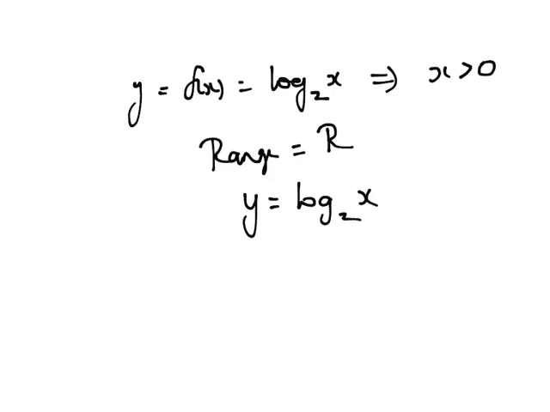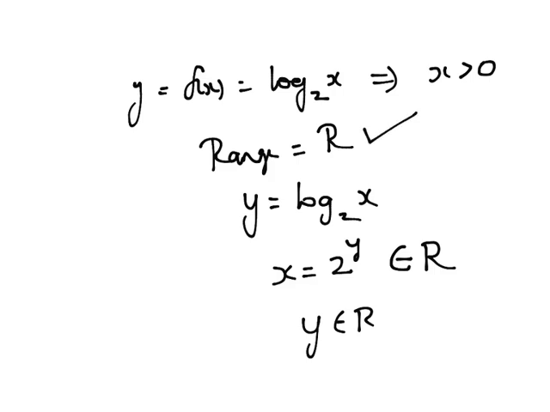Okay. So I have to make x the subject. That means x equal to 2 power y. Now we know that y can take any value. 2 power y will always belong to R. Always. It will be a real number, whatever the value of y may be. So that means y belongs to R. Y is any real number. So therefore, the range is any real number.